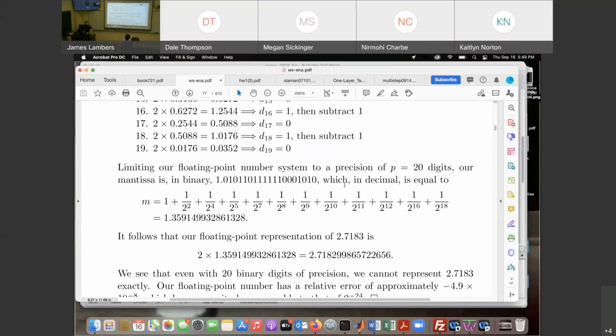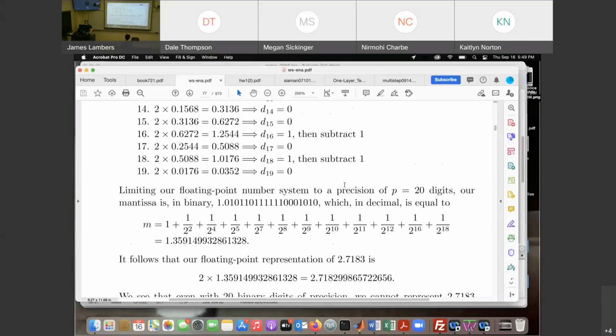Questions about how this example proceeded?